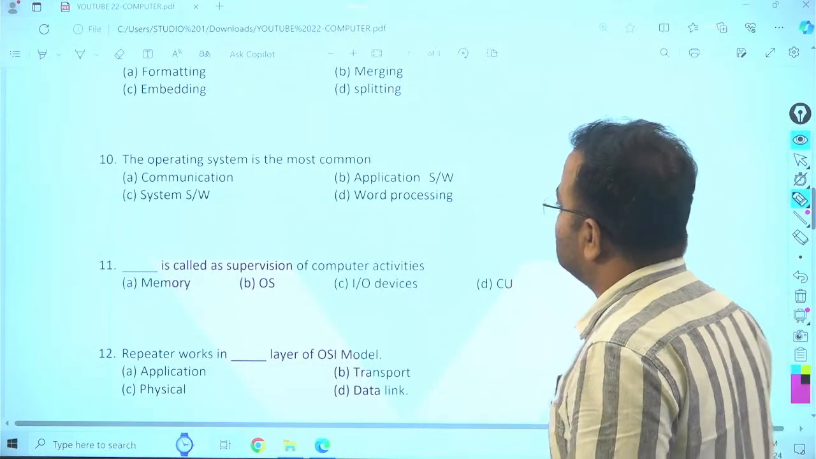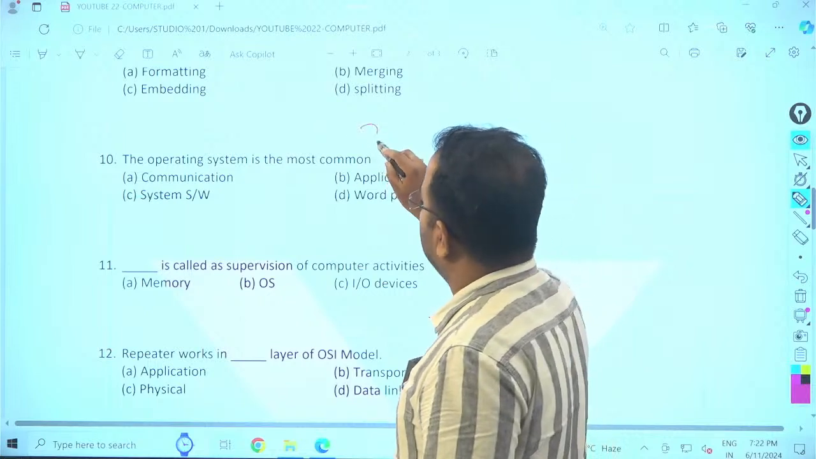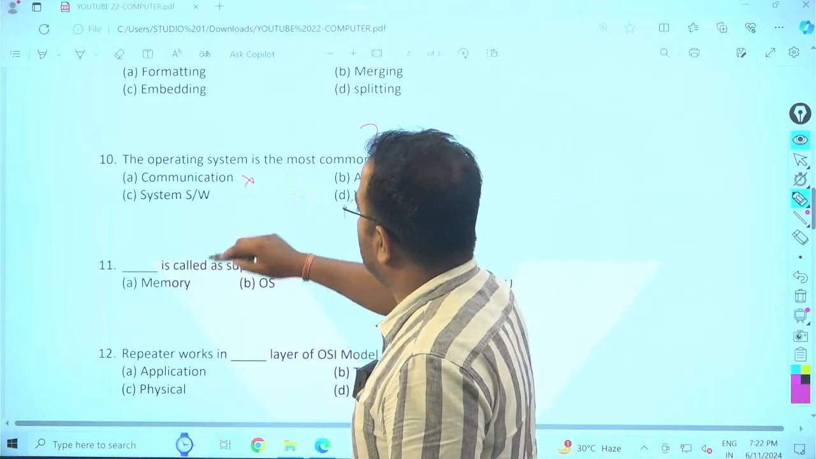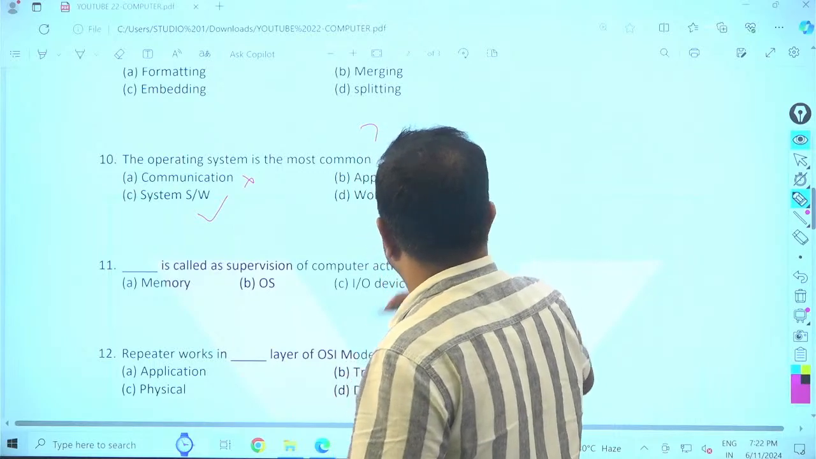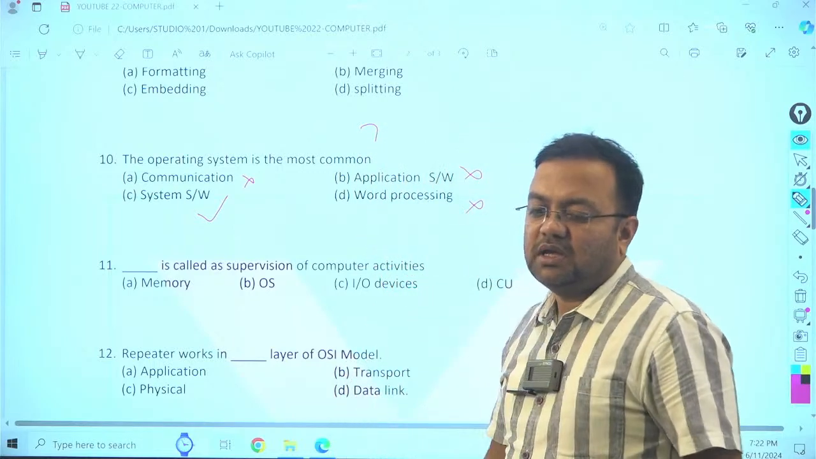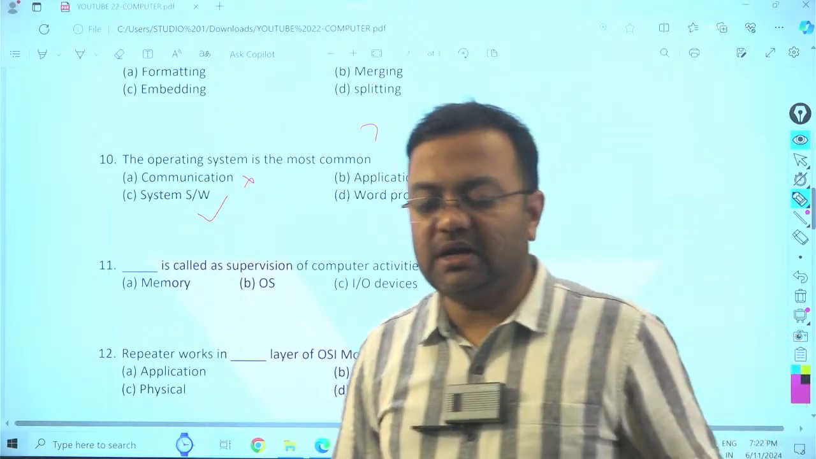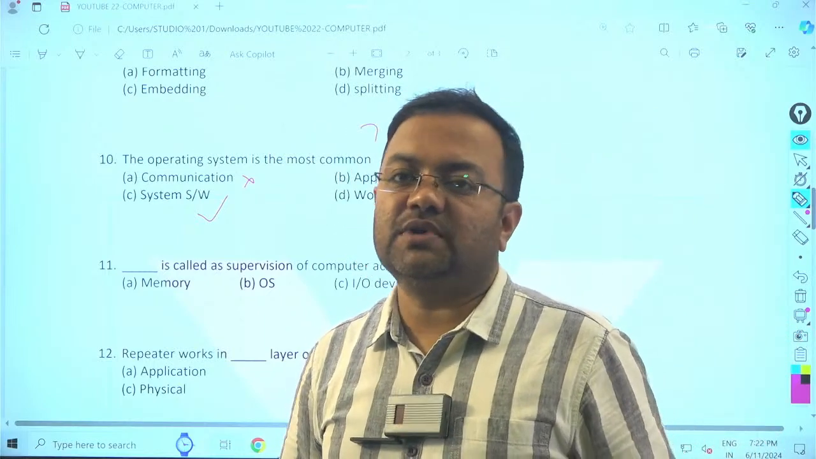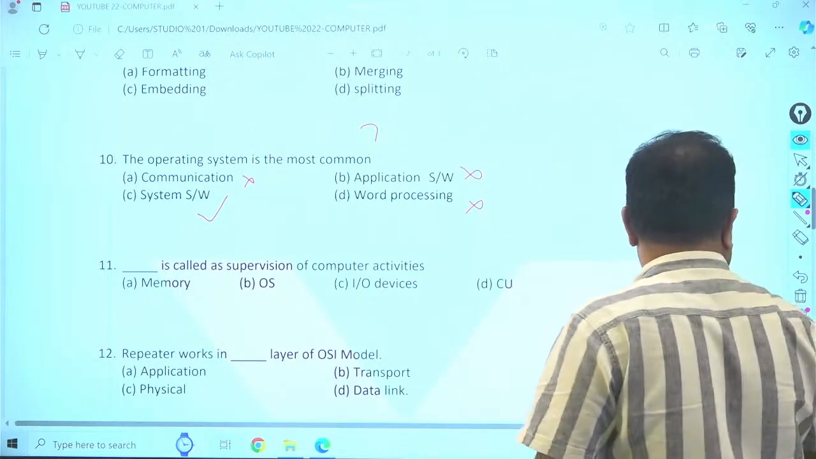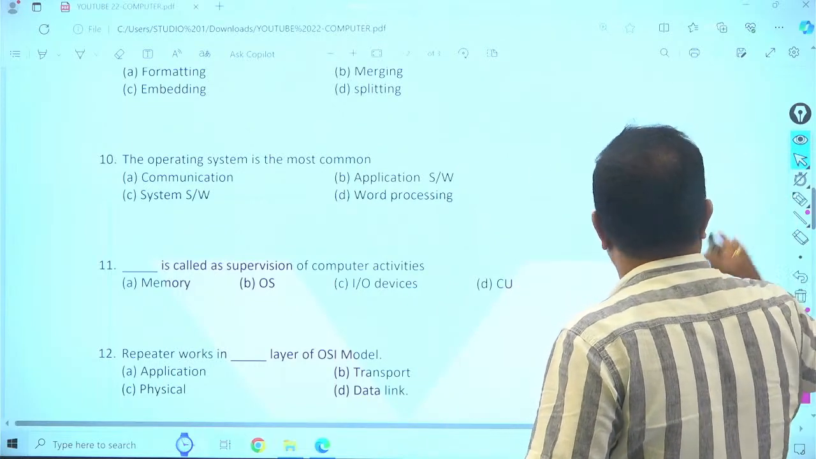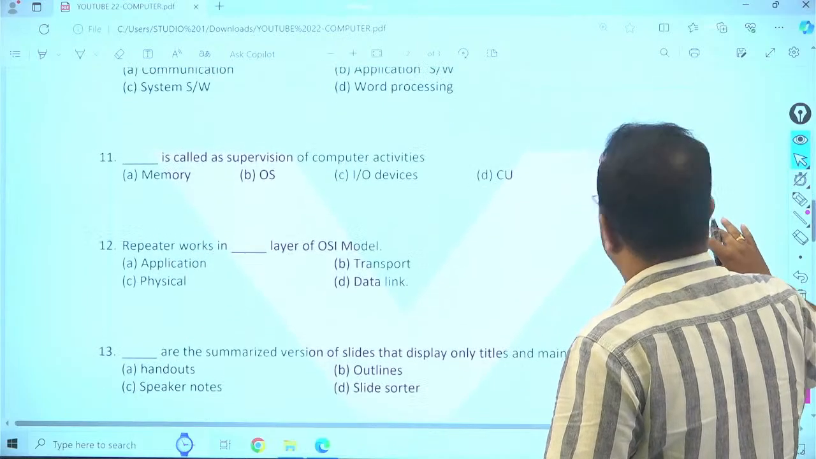The operating system is the most common type of dash. Communication, no. System software, yes. Application software, no. Word processing, no. So operating system is a kind of system software and it works as an interface between the user and hardware. So question number 10, answer is C. Then goes to question number 11.